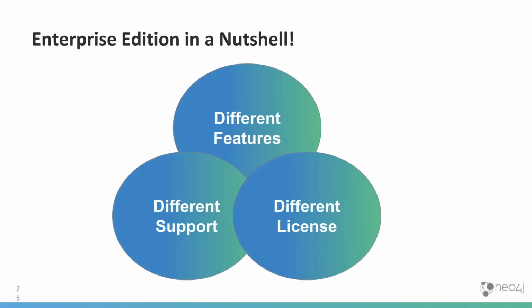But the enterprise edition adds a lot more. And when I try to summarize how the enterprise edition is different from the community edition, I guess there's three parts to it, right? The first part is the feature set, right? The second part is the support delivery for the enterprise edition, and the third part is the license that you get with the enterprise edition. Right. So let's go through that a little bit.